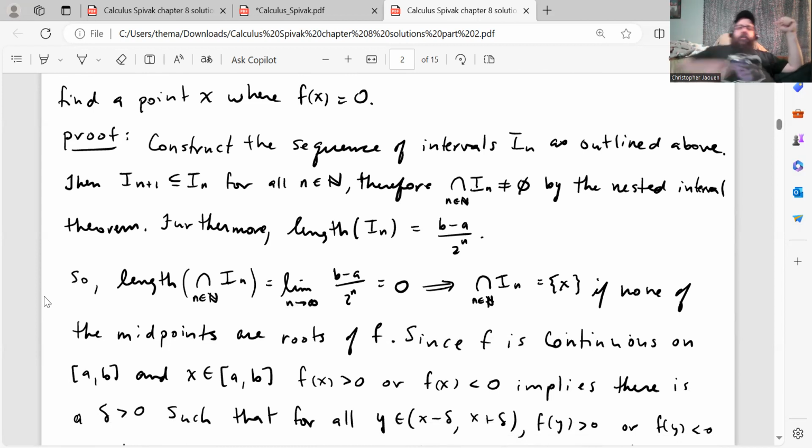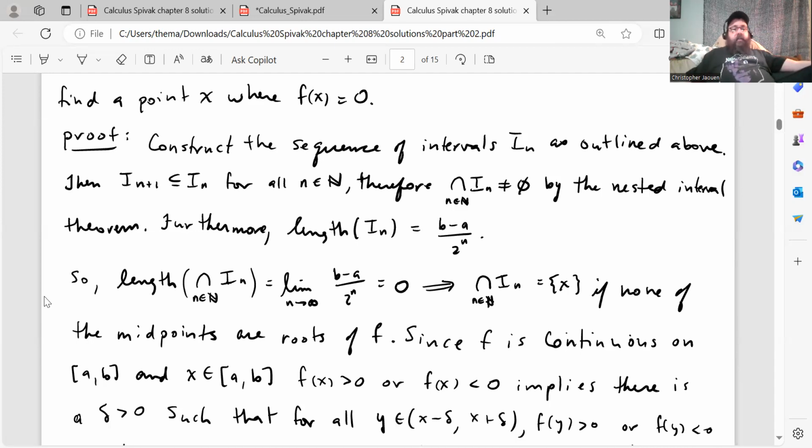So construct the sequence of intervals I_n as outlined above. Then I_{n+1} is contained in I_n for all natural numbers n. So in other words, you get a nested sequence of intervals, right? Therefore, the intersection is not empty by the nested interval theorem. Furthermore, the length of the nth interval is (b minus a) over 2^n, because we keep halving the lengths of the intervals, right?